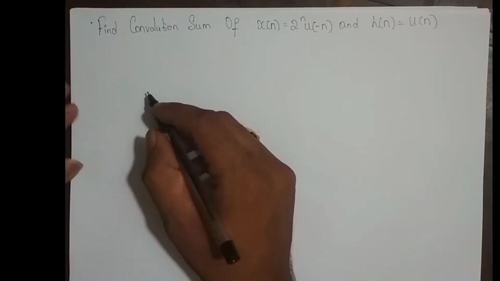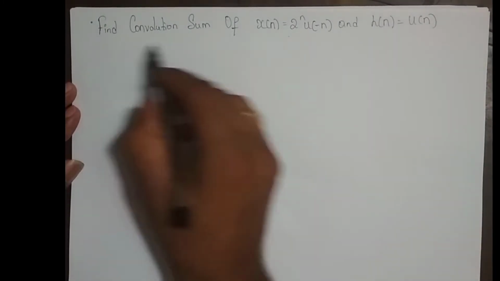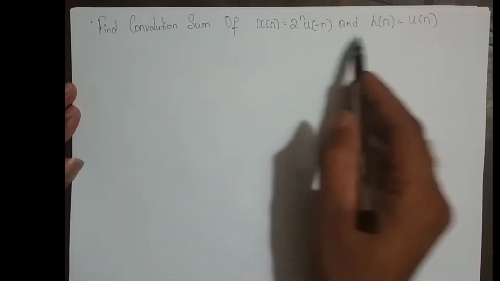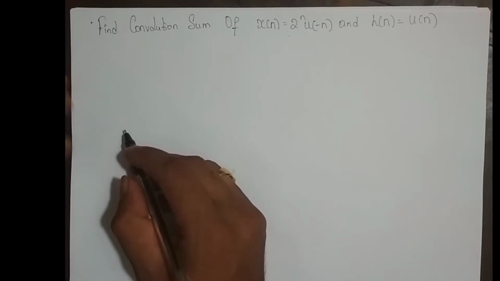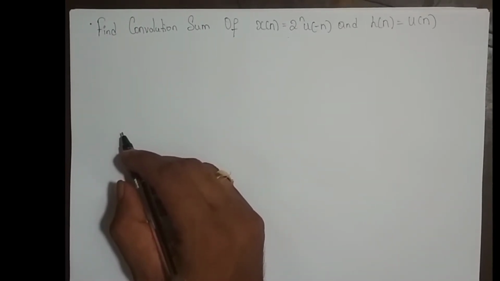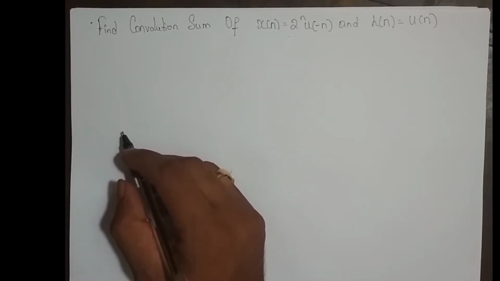The example here is: find the convolution sum of x of n equal to 2 power n u of minus n and h of n equal to u of n. I have already solved three problems on convolution sum of an infinite length sequence. I hope you got used to it, but still I will go in depth and solve this problem. Solution.